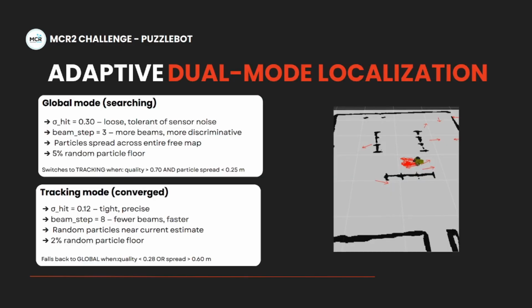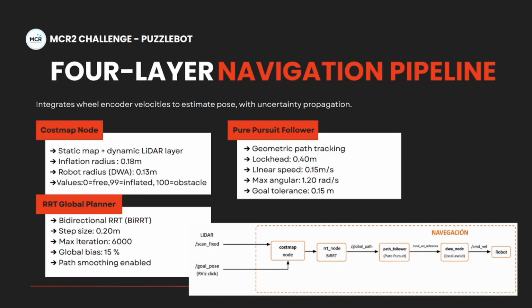And we have an adaptive dual-mode globalization: a global mode that in this case propagates the particles across the whole map, and a tracking mode that reduces the number of particles for better performance and reduces the computational cost.